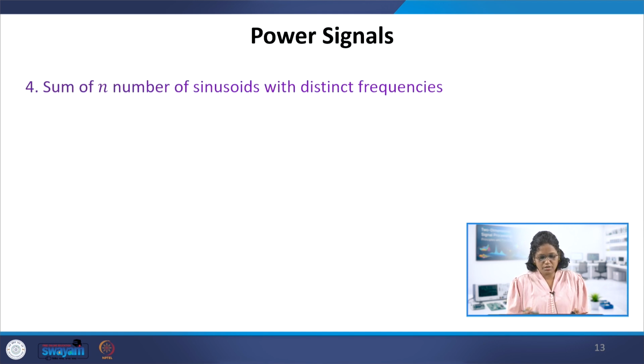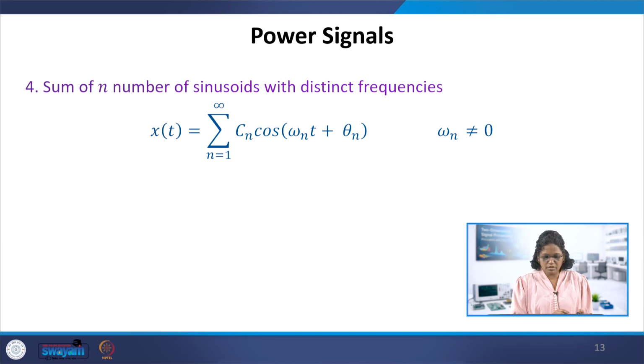So if we have a power signal which has a number of sinusoids, that means n number of sinusoids summed up together with distinct frequencies, where omega 1 and omega 2 are not equal, or any other frequency is not equal. That is the sum of these sinusoids, x of t equals the sum for n equal to 1 to infinity of Cn cos(omega n t plus theta n). So in this case omega n is omega 1, omega 2, omega 3, and n varies from 1 to infinity, as many sinusoids as you have.